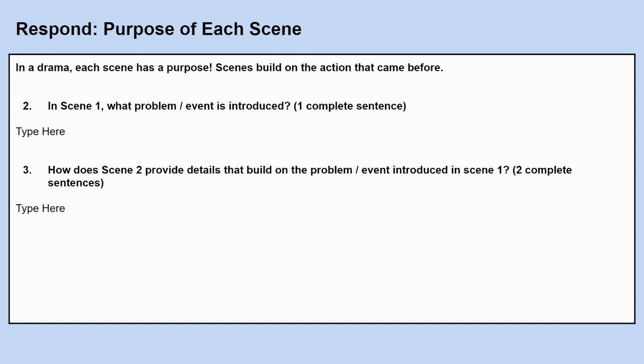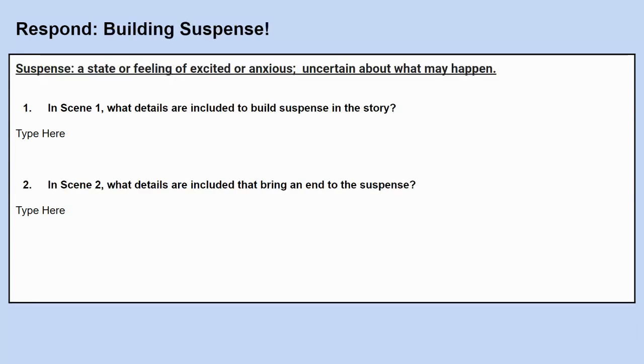Then you'll take that information and answer question 2. In scene 1, what problem or event is introduced? So what is the problem or the initial event that the author introduces to the reader? And then question 3, how does scene 2 provide details that build on that problem or that event that was introduced in scene 1? So we're going to be looking here at the problem that was introduced in the beginning and how it develops in scene 2.